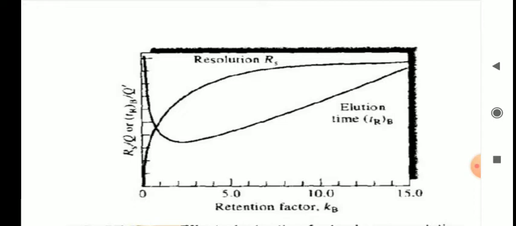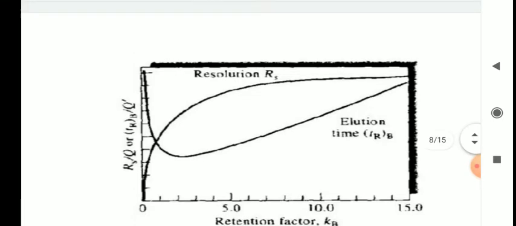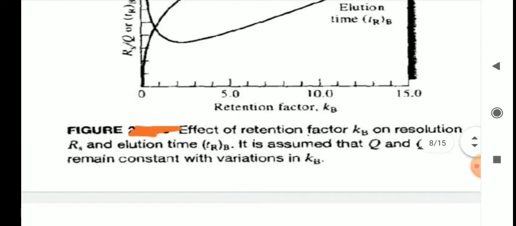After 2, the rise in the resolution is not very much. Similarly, the time taken for elution is a minimum around when the k dash b is around 2, but if you want a higher resolution, then up to a k dash b value of 10 you can tolerate. Beyond 10 k dash b, the elution time will increase more and the separation will take more time. So ideal k dash b value should be between 5 and 10, or at the most 2 and 5.